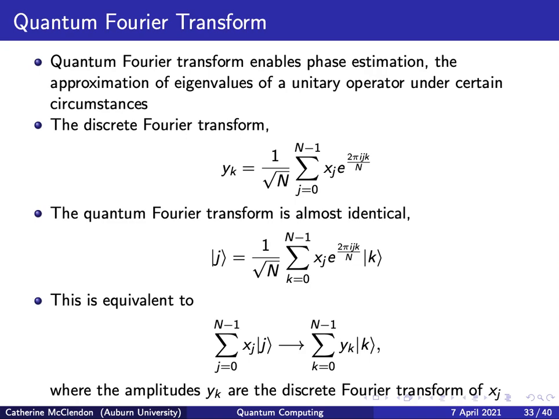And then the quantum Fourier transform below is equivalent to the equation on the bottom of the screen, where the amplitudes y_k are the discrete Fourier transform of x_j. This transform is a unitary transformation, which means it can be used in quantum computation in algorithms like Shor's algorithm. Phase estimation is used in solving the discrete log problem and in order finding, which leads to factorization.